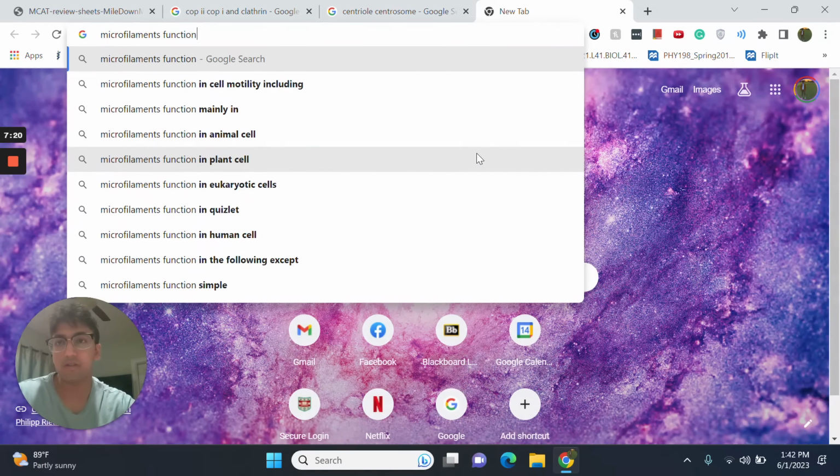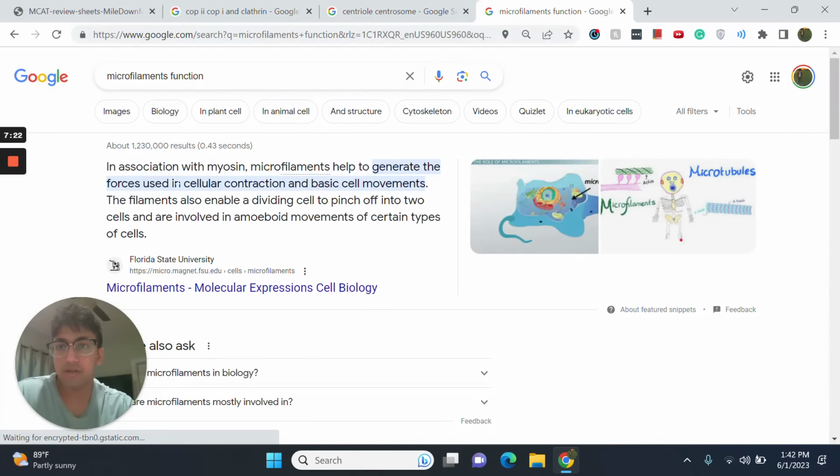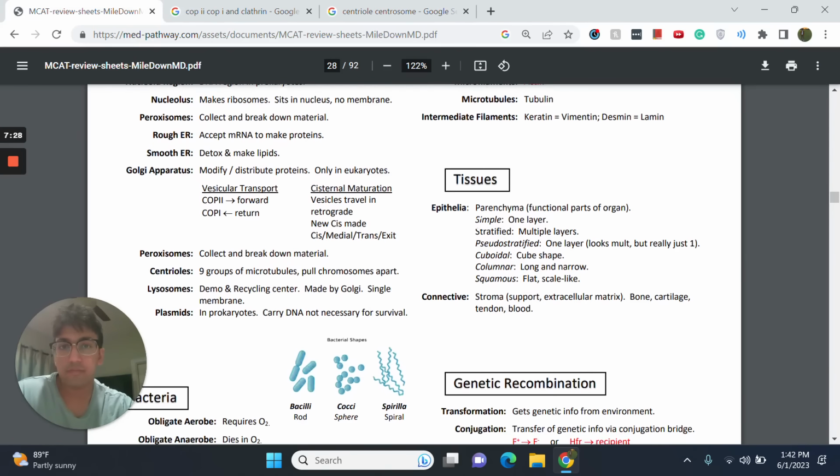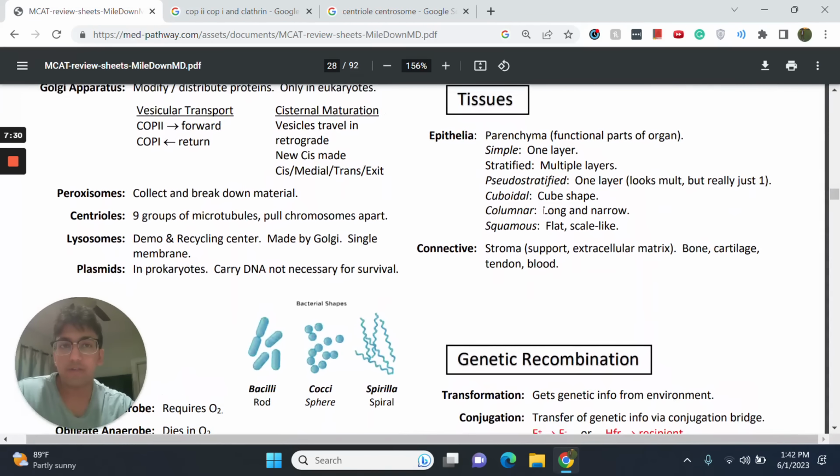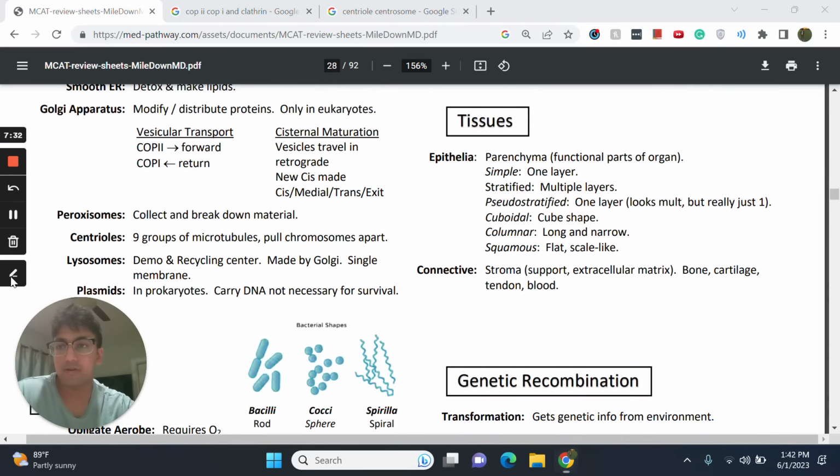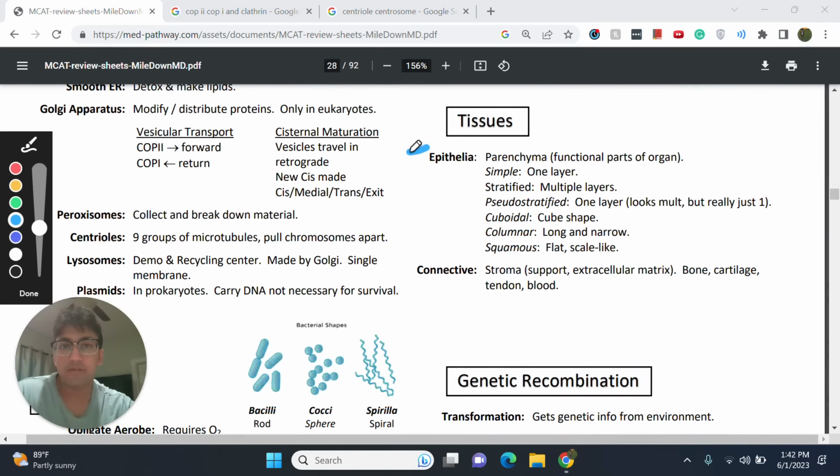Let's see, function. Microfilaments help generate forces used in cellular contraction and basic cell movements. Yeah, so they're very important in cell motility. Okay, tissues I was also very confused about until I finished my first year at med school. This is also kind of important.